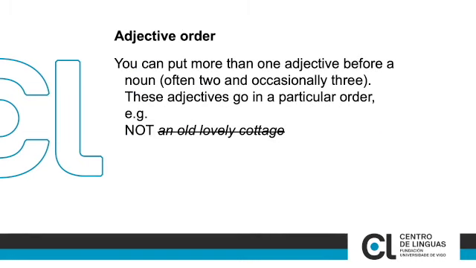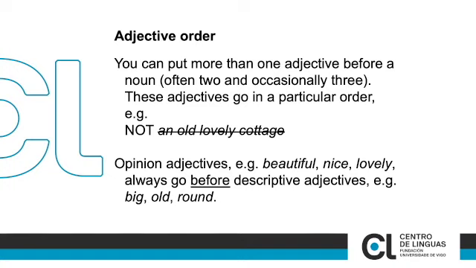Okay, now let's talk about adjective order. What happens when we have more than one adjective in front of a noun? We have certain rules about the order of those adjectives. Okay, we cannot say, for example, an old lovely cottage. We have to say a lovely old cottage. That's because lovely is an opinion, and opinions always come first.